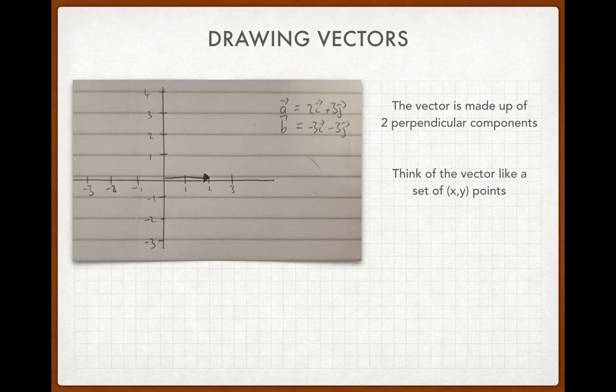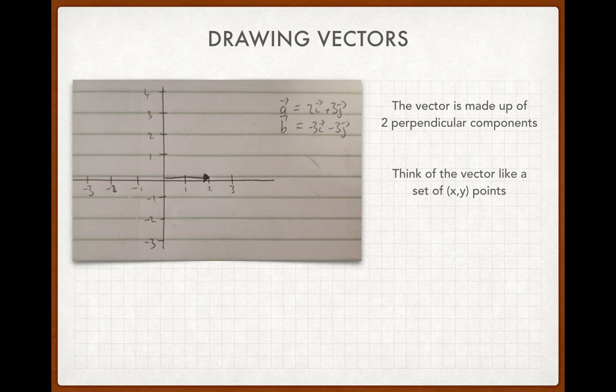So let's start with the vector A. The vector A is actually made up of two perpendicular vectors. The first vector is 2 units in the i direction, and then the second vector is 3 units in the j direction. That's why we have the vector A is equal to 2i plus 3j. So to find out what A is, there are two ways of doing it.